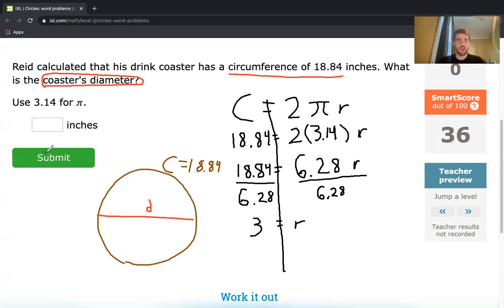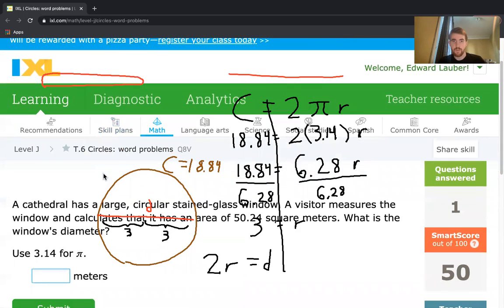Now, a lot of you might want to say, all right, the answer is 3 inches, but we're not quite there. We have to read the question carefully. This is asking, what is the coaster's diameter? So remember, the radius is half the diameter. The radius is 3. That means it's 3 to the middle and 3 to get to the other side. The diameter is 2 times the radius. So 2 times r equals d. Well, 2 times 3 equals 6. So our answer is going to be 6 inches. And we got it right.